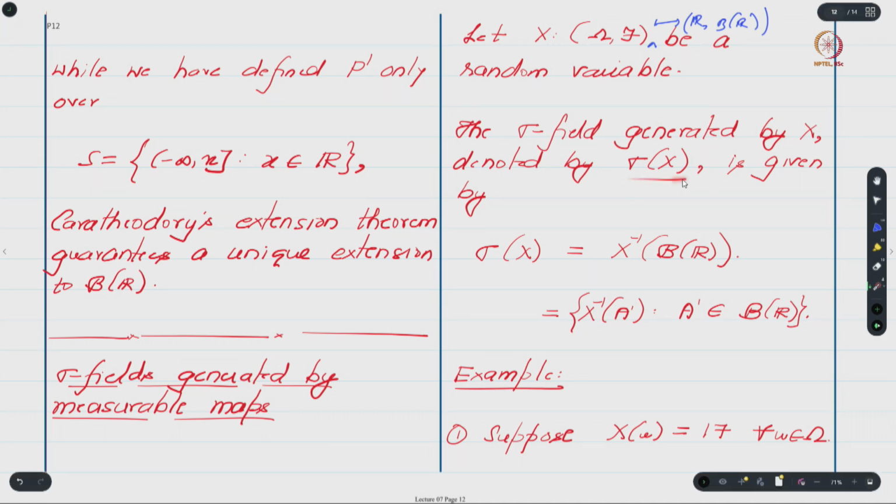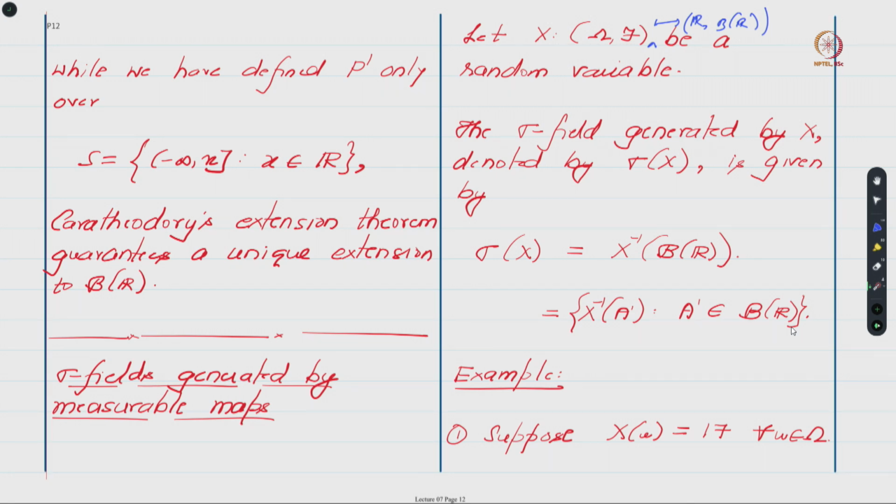This sigma field that is generated by a random variable, we will denote it by sigma of X, and it is defined in the following way. We take the Borel sigma field of R. You know that this itself is a sigma field, so you take the inverse of that. We know that if we have a sigma field and you take its inverse, that itself will be a sigma field. So this will be a sigma field of subsets of Omega, and you define sigma of X to be this collection over here. This is the sigma field that is generated by this random variable X, and one can equivalently see that it is X inverse of A prime for every A prime in your Borel sigma field.